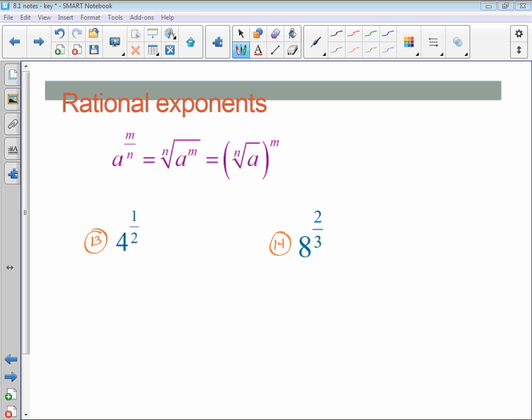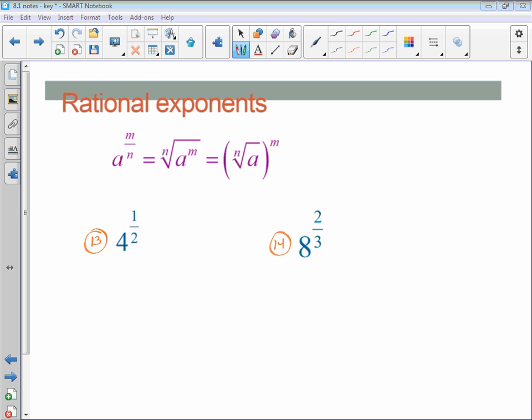Okay, so the way these work, whatever your denominator is of your little fractional exponent, that is the root. So if this is a 2, that means square root. If this is a 3, that means cube. Okay? And then the numerator, that's what your base is raised to.